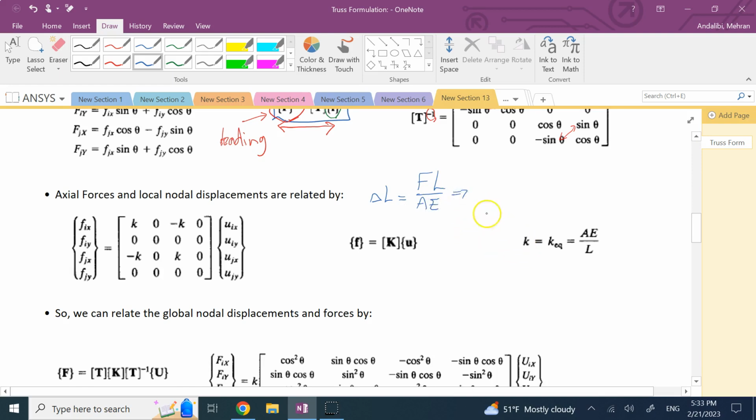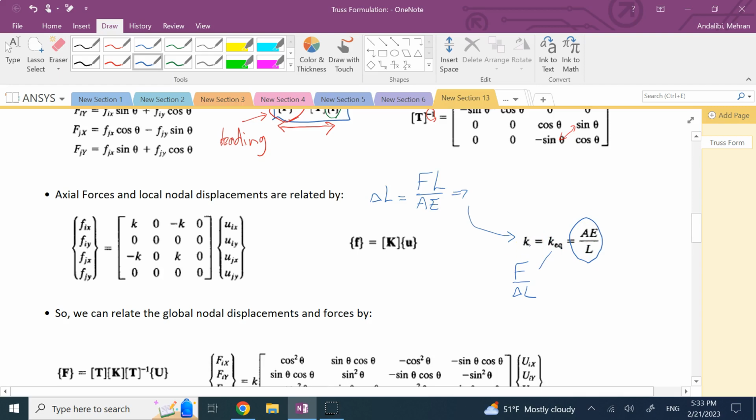Therefore, the K equivalent, which is the ratio of F over delta L, is going to be A times E over L. So for each member, the product of cross-section and Young's modulus divided by the length of the member is the equivalent spring constant for that member, right?